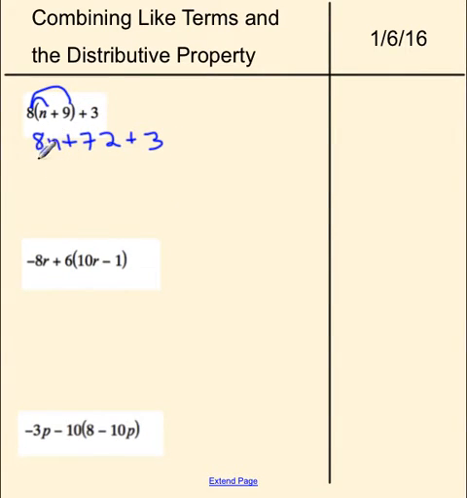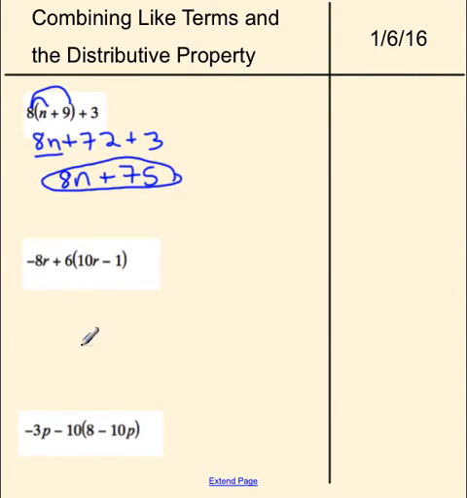So now I'm going to look, and I've got an 8n, so that gets one underline. Got no underline and no underline, which means these can be combined. These are actually like terms. So my final answer is going to be 8n plus 75. I'm going to circle that. That wasn't a very good circle. Let's see if we could circle that a little bit better. 8n plus 75.